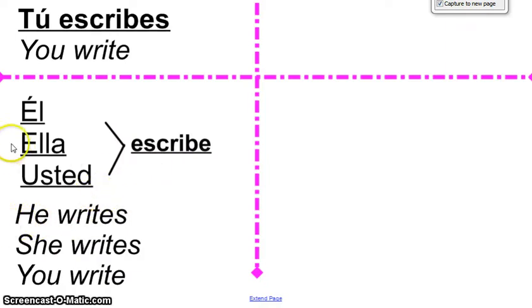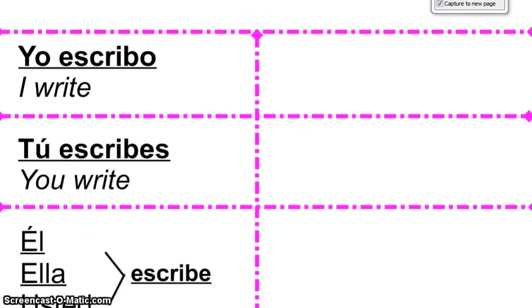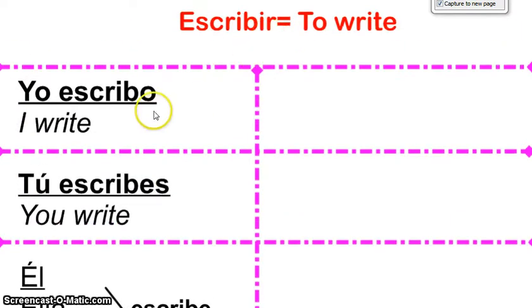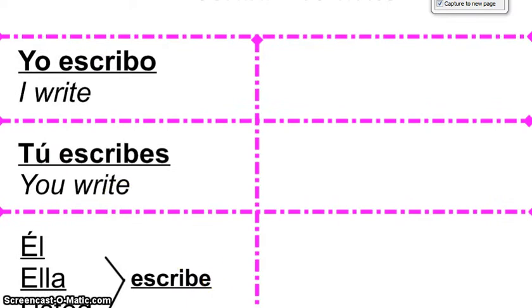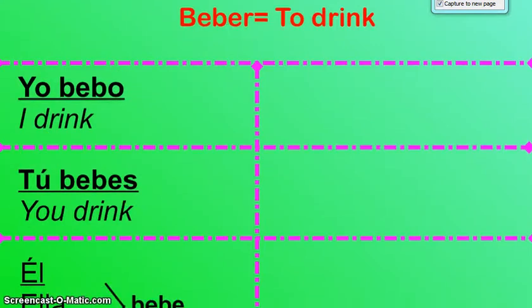Now, if you notice, they have the exact same endings as the ER verbs. So, escribir, which is an IR verb, O, S, and A, compared to beber, ER verb, O, S, and A.